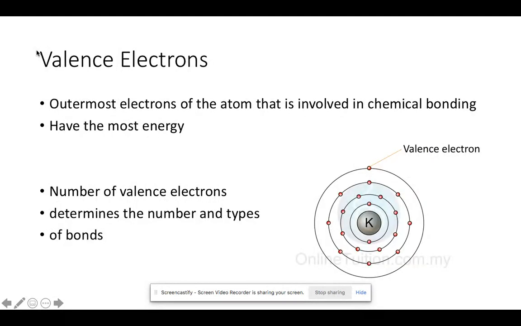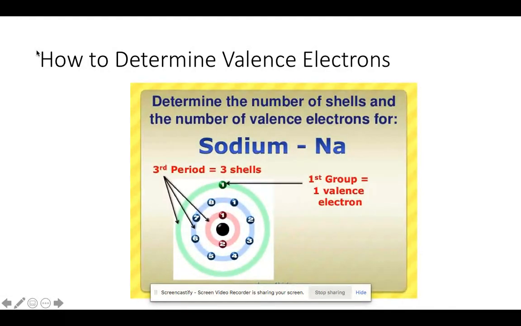So the electrons involved in bonding are the outermost electrons, and they're called valence electrons. They have the most energy, and the number of valence electrons will determine the number and types of bonds an atom will form. We determine the number of valence electrons by looking at the outermost ring.